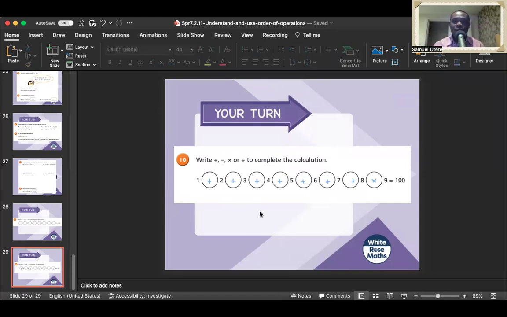And then you have addition and subtraction, which have also the same order. So if you have addition and subtraction in a calculation, you simply just do the calculation from left to right.